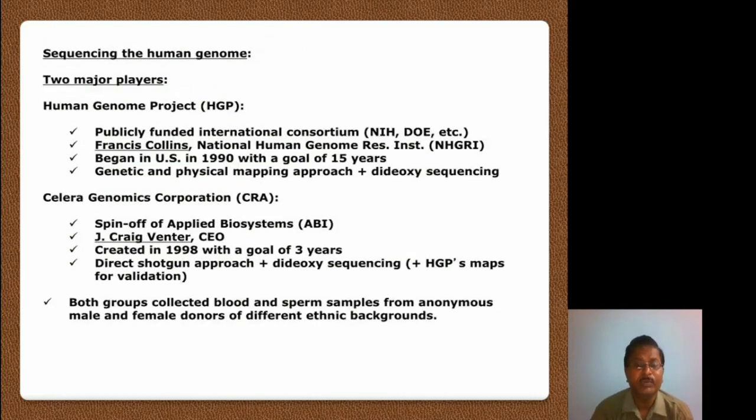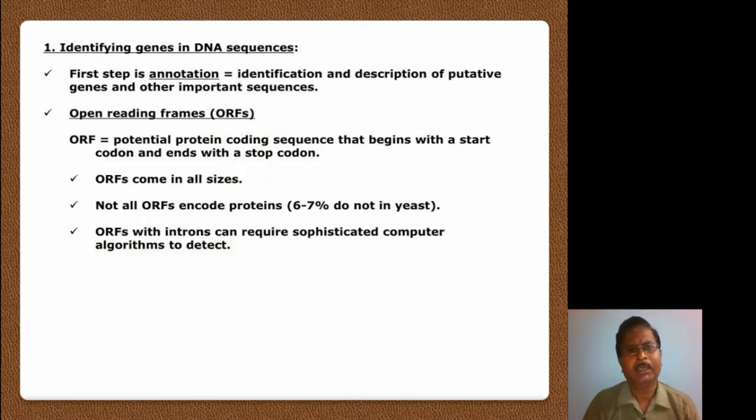Sequencing the human genome, two major players: we have the HGP and CRA, as I mentioned earlier. And for identifying the genes, we have the annotation step first, then ORFs second.